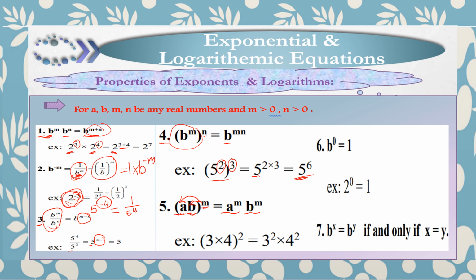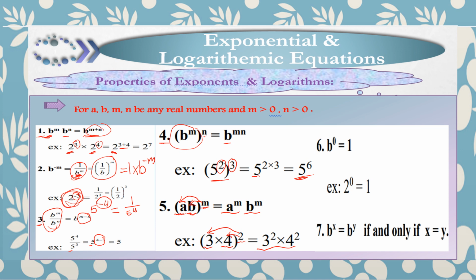For example, if we have 3 times 4, different bases but the same exponent, which is 2, all power 2, this means 3 power 2 times 4 power 2. So here we distribute the exponent.